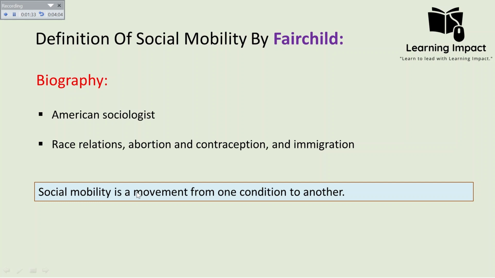So social mobility in the context of South African society could be defined as movement within a social stratification which is based on race. So we can see that social mobility is a movement, but it is a movement from one condition to another.